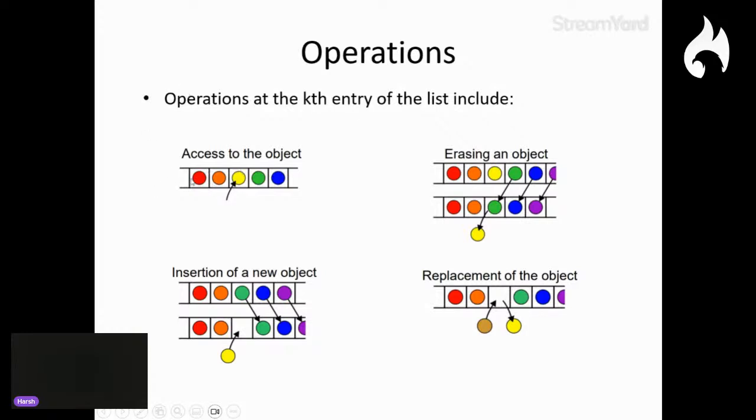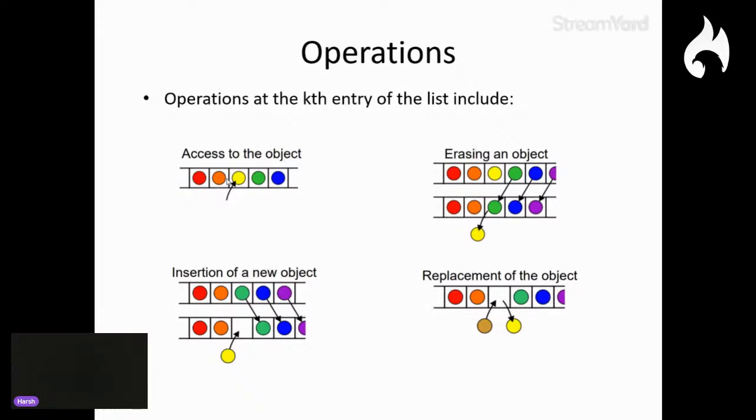We can access an object. Let's say we are starting from the first element, and then we'll have to traverse to the second element, third element, fourth element, and then we'll reach the kth element. Or for an array, we can directly access the kth element. That is one of the benefits, because the memory allocated is contiguous.